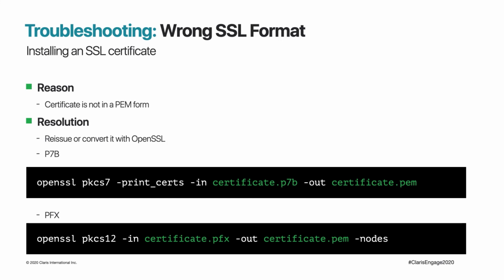We'll start again from the beginning of the slide. It could be that the SSL certificate is delivered in the wrong format. There are multiple kinds of standards for SSL certificates, and we need them in the PEM format. To solve this, you can reissue it on the website of the certificate authority, or you can convert it with OpenSSL. Here you can see 2 commands to convert a format to the correct format that FileMaker Server requires. So we have the P7B format and the PFX format.